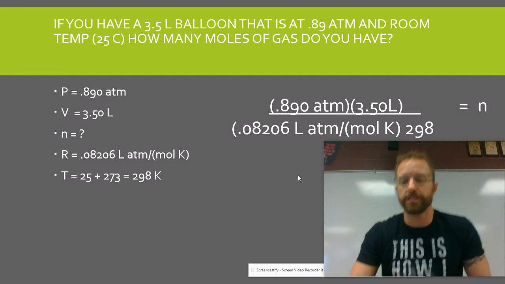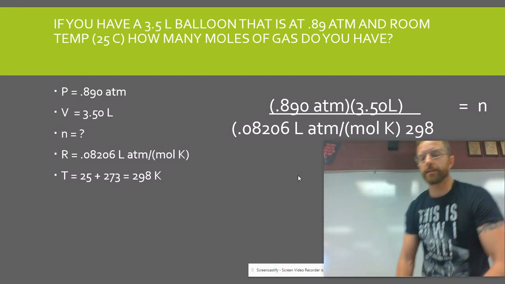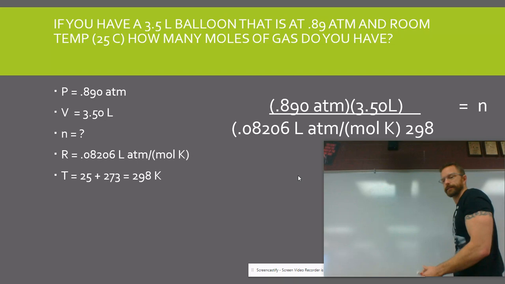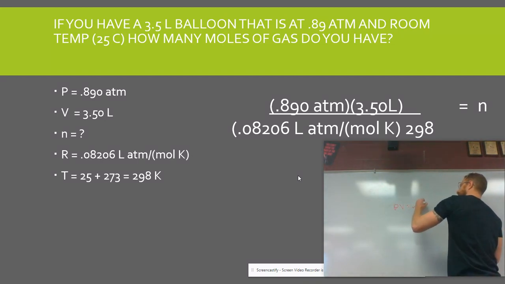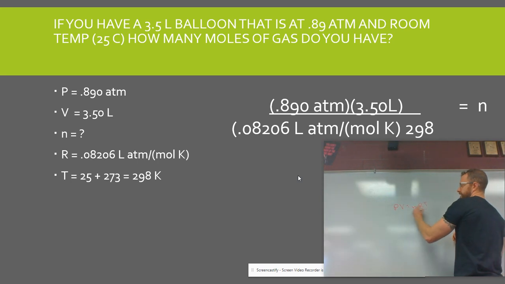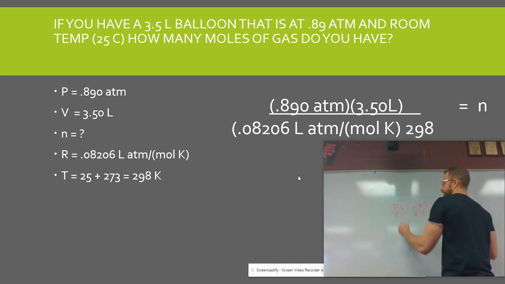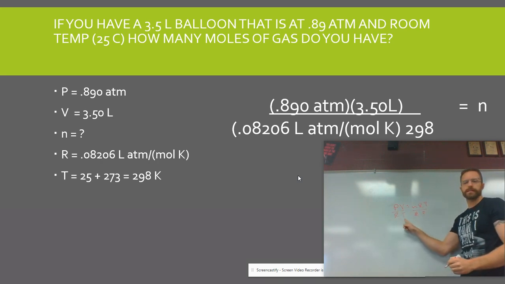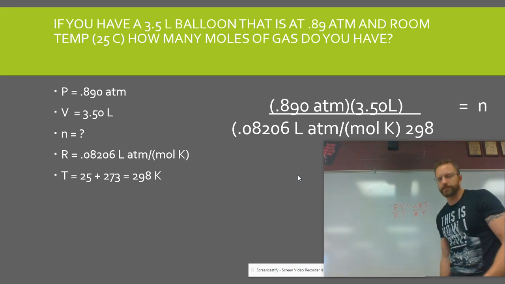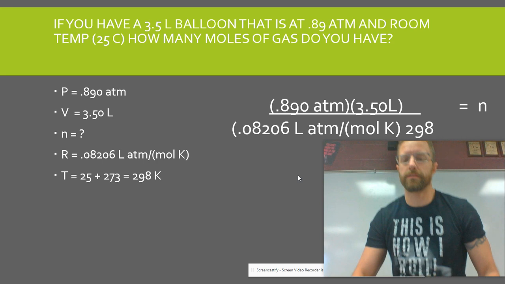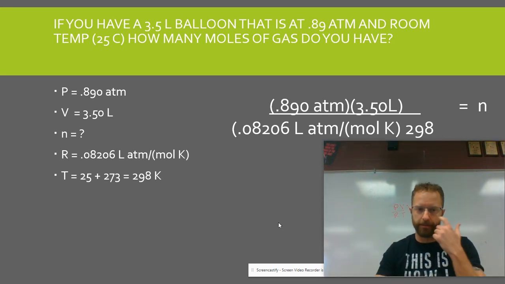Some people like to rearrange numbers. Some people like to rearrange variables. It doesn't really matter as long as we can get there, right? But if I do PV equals nRT, and I want n by itself, I'm going to divide by R. That cancels out my R. I'm going to divide by T. That cancels out my T. So I have pressure times volume over RT, right? And that's the same thing we've got there. So it's basically just dividing to get that thing by itself.